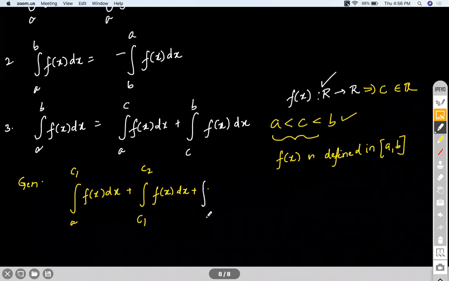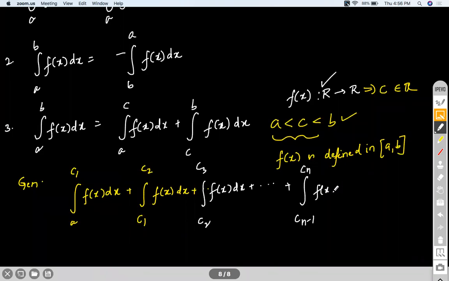Okay, so this property says that you can keep breaking it at so many points depending upon the requirement of the function. So let me finally break it from Cn minus 1 to Cn, and finally from Cn to b. Now, on what basis do we break this function?